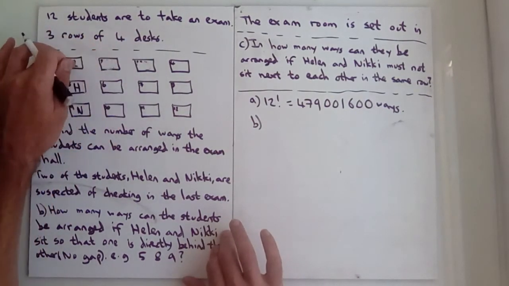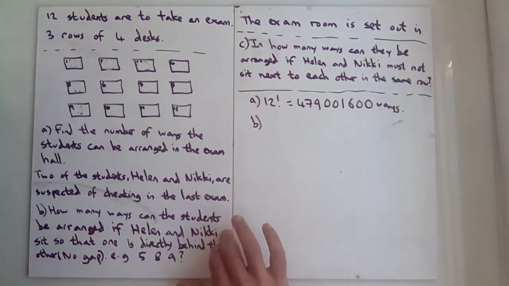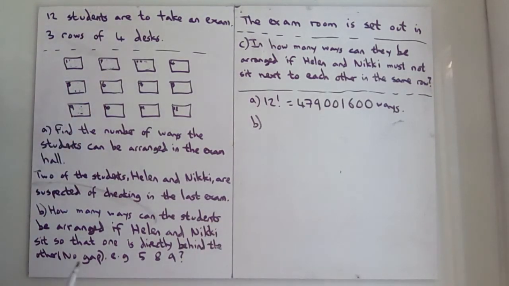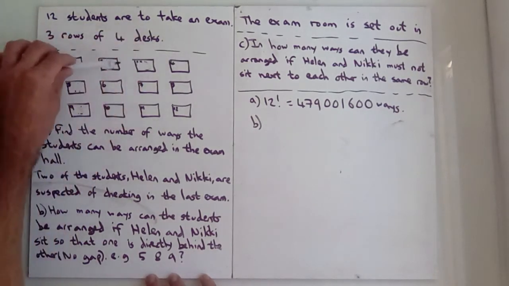So for part B, how many ways can the students be arranged if Helen and Nikki sit so that one is directly behind the other with no gap? We'll start with thinking, well, we're going to place one and then think where we place the other, and then where can we place the rest. So say we put Helen in this column here. Well, we're thinking about the rows really. So say she goes in here.